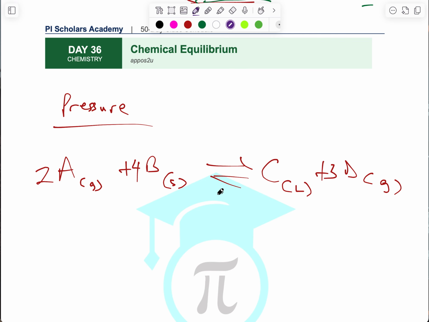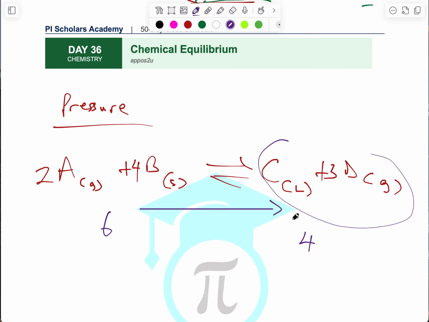So in this case, if you want to go by the general number of moles, you will think that this is 2, this is 4. So the total number of moles here is 6. This is 1, this is 3. Total number of moles is 4. So if you go by just the number of moles, that means that increase in pressure will favor the forward reaction. That is, more of this guy will be formed. However, there is a clause there. It has to do with gases only.